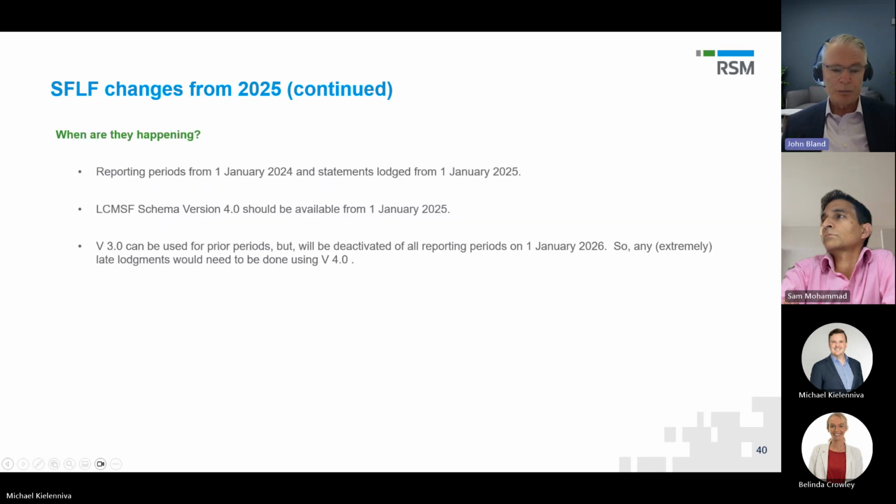These are going to apply for reporting periods, again, we're already in one, from 1 January 2024 and statements lodged from 1 January 2025. The actual document, the XML schema, isn't available yet, but we're anticipating that will be made available towards the end of the year or starting next year. And just finally, one more slide, Mike.